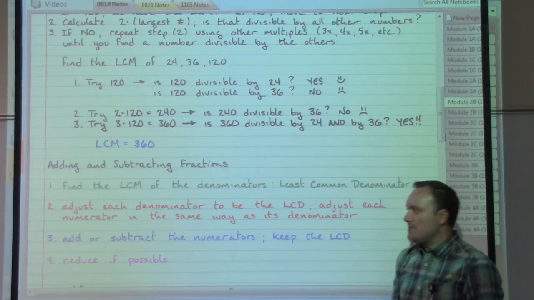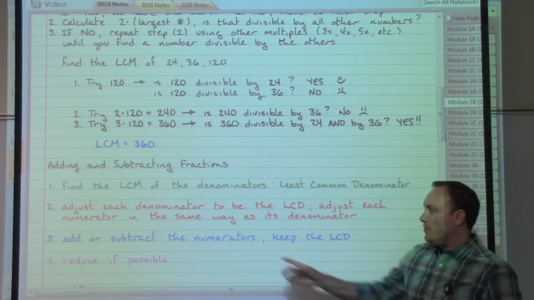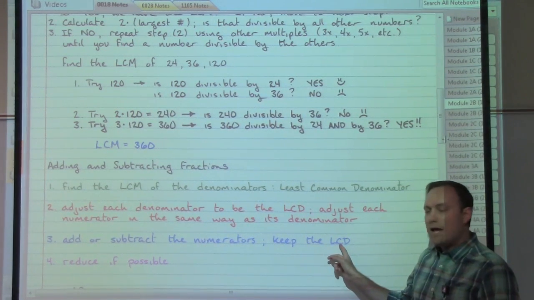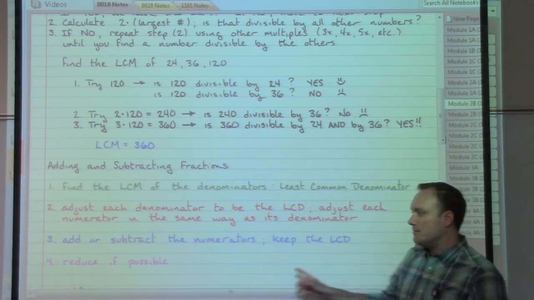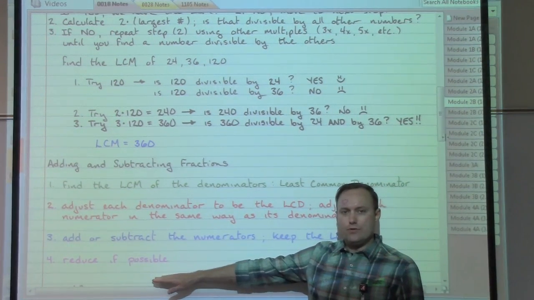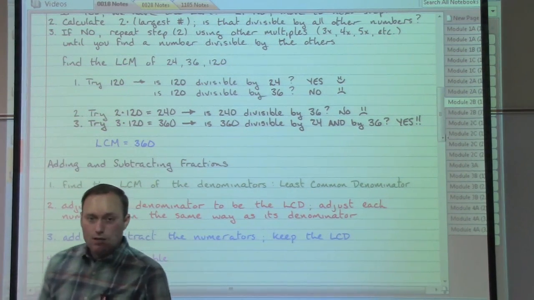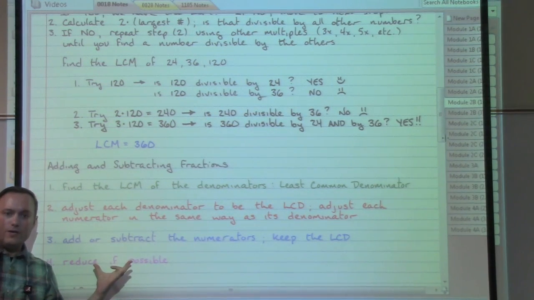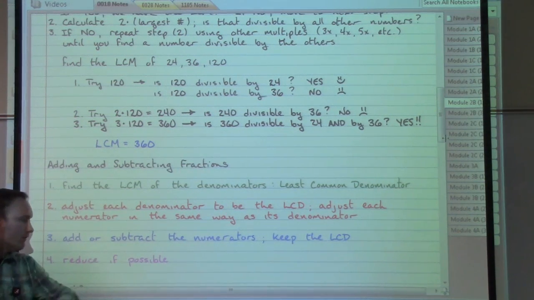Once you make those adjustments, then you can actually go ahead and do the adding or subtracting problem by putting your numerators together, keeping your common denominator. And now we can say always at the end of our fraction problems, we want to make sure to reduce if possible. So whether we're multiplying, dividing, adding, subtracting, we want to make sure that the answer that we give is fully reduced, fully simplified, in lowest terms, again, whatever phrasing you prefer.